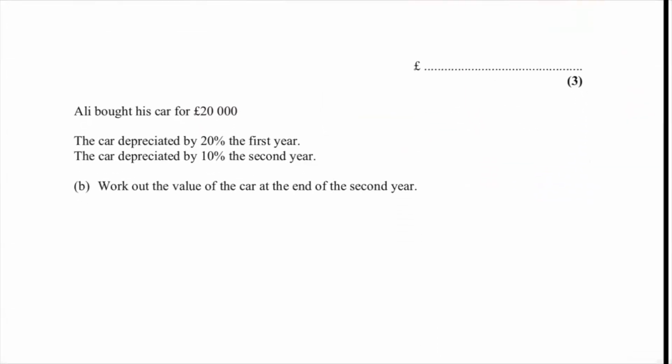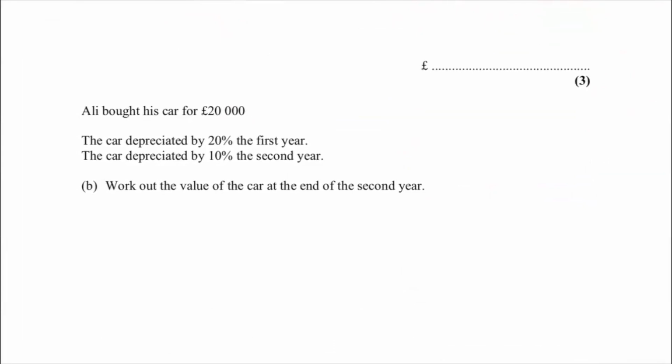So Ali bought his car for 20,000. The car depreciated 20% in the first year and 10% in the second. Now, you mustn't get tempted to combine these percentages. When they give a problem with 2 different percentages, you've just got 2 different steps and you can't take a shortcut. Depreciate means we've got a decrease. So it's original times multiplier again.